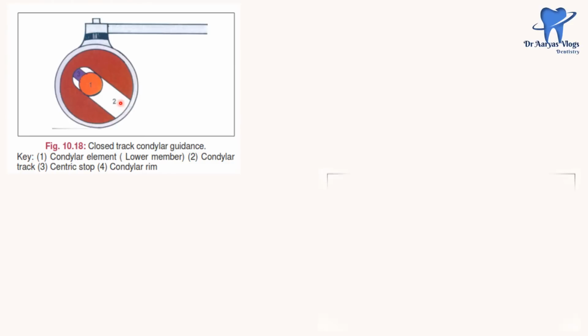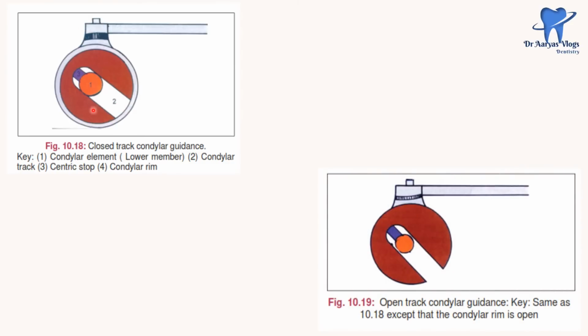So, condylar track can be open or closed track. What is closed track? This is the closed track condylar guidance. It has a complete circular structure. So, this is the condylar element. It is in the lower member. Closed track condylar guidance is seen in the Arcon articulator. So, this is the condylar track. This is centric stop. And then this is the condylar rim.